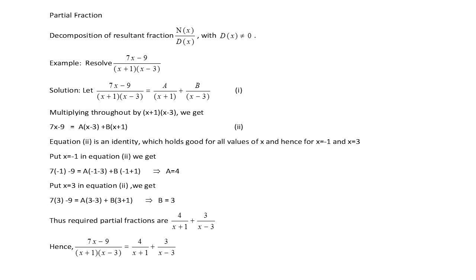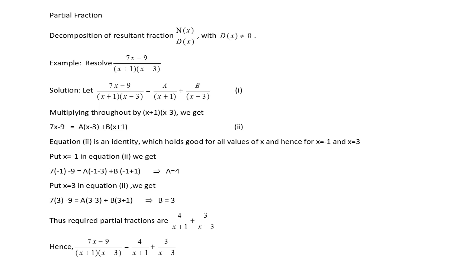Equation 2 is an identity which is true for all values of x, and hence for x equals minus 1 and x equals 3. Put x equals minus 1 in equation 2. 7 into minus 1 minus 9 equals A into (minus 1 minus 3) plus B into (minus 1 plus 1). Simplifying this equation, we get the value of A equals 4.